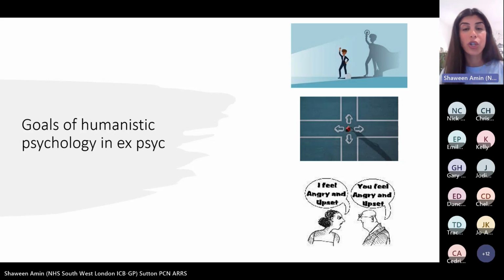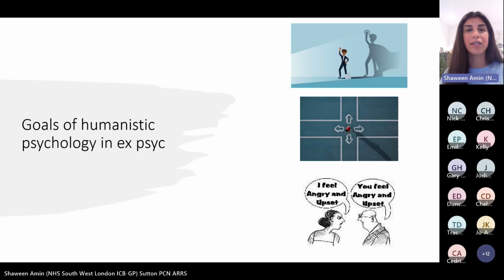And then for the practitioner, to help someone achieve that overall goal of being fully functioning, we use the non-directive counselling. We display the genuineness, we display the empathy, the non-judgmental caring. And we do that through things like using reflections. You can see in that third picture there, someone saying, I feel angry and upset, and you're just simply reflecting that back to them.